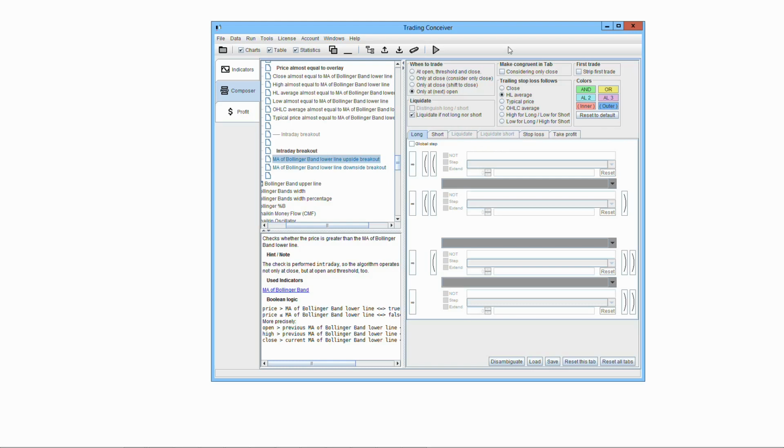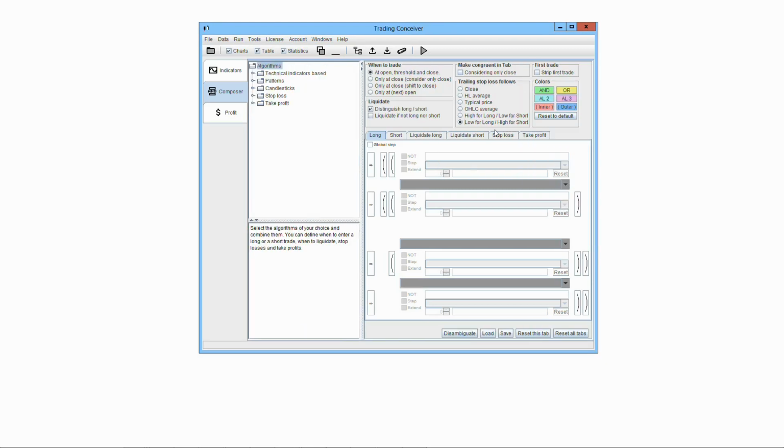If a trading algorithm operates only at close, it means that at open and at threshold it is undefined. When combining it within the same tab with an algorithm that is defined even at open and threshold, the checkbox Make Congruent in tab Considering Only Close selects how to make them congruent. Checked. Only close is considered. Unchecked. The algorithm operating even at open and threshold is modified so that all signals are shifted from open and threshold to close.